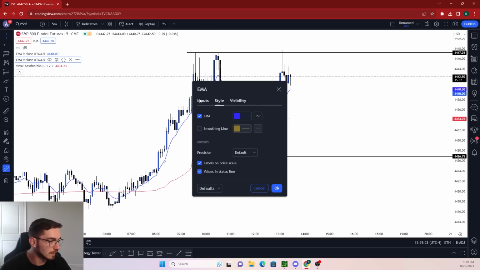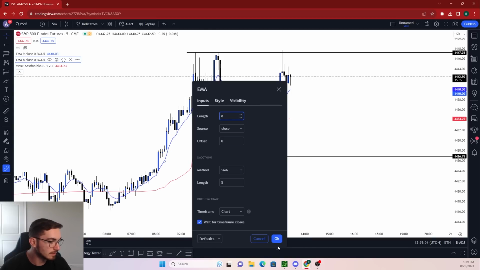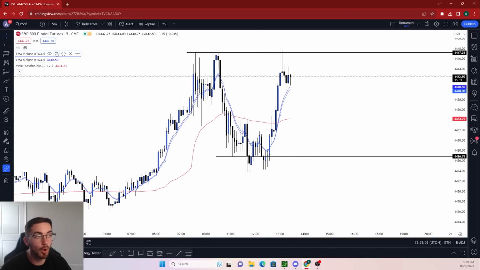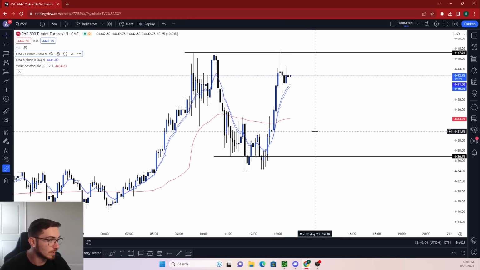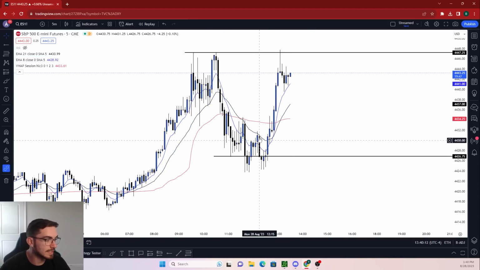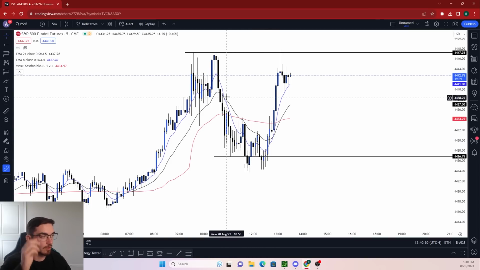If we head on over to this and we make it the 8 EMA, and let's just keep it right there, I'll be looking also to take some profits off the table at the 8 EMA. Also the same with the 21 EMA. As we can see on this chart right here, VWAP is this red line. The 21 is going to be the black, and then this blue line right here is going to be our 8 EMA.